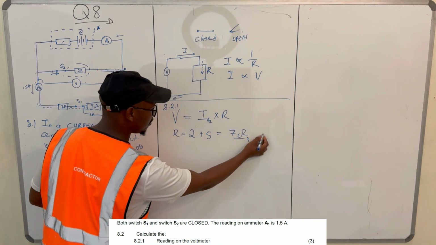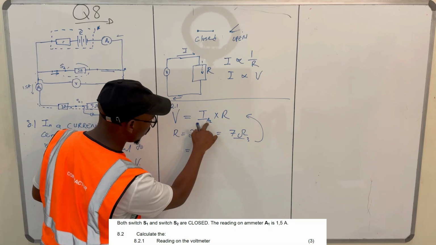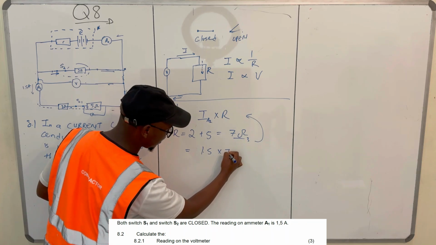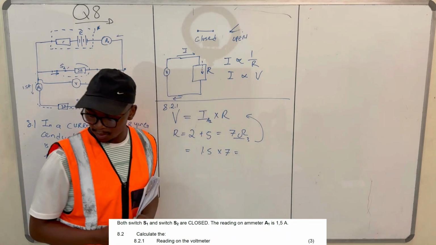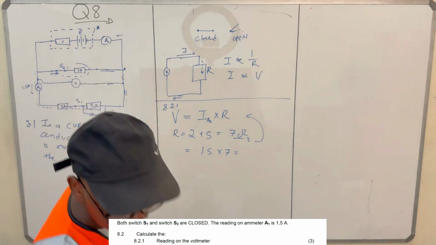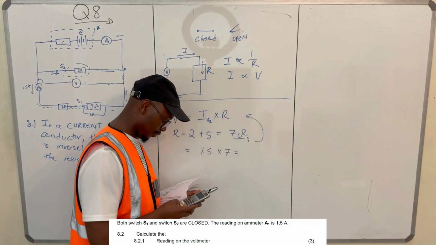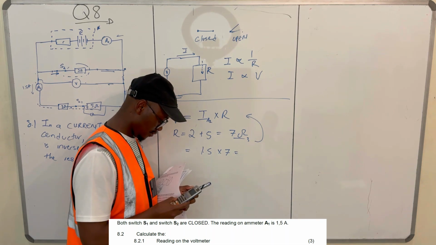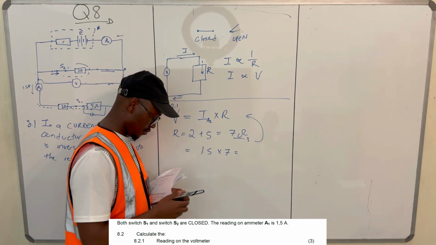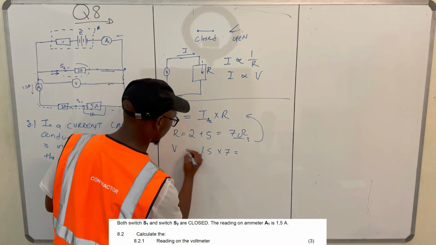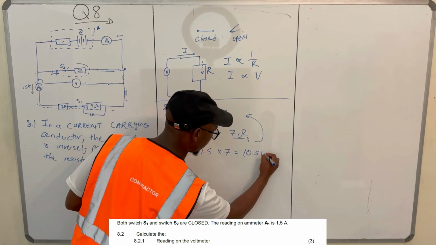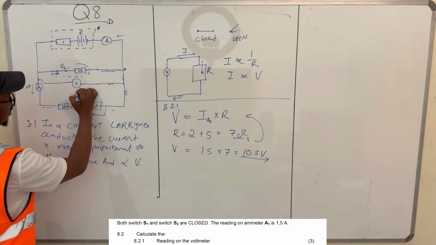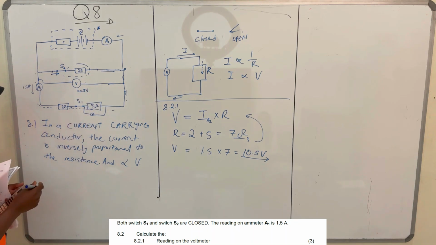So I can substitute this back here. We know the current through the ammeter, we're told, is 1.5. This multiplied by 7, then we can have a look at how much that is. 1.5 times 7, that is V equal to 10.5 volts. That is the reading on this voltmeter here, 10.5 volts.